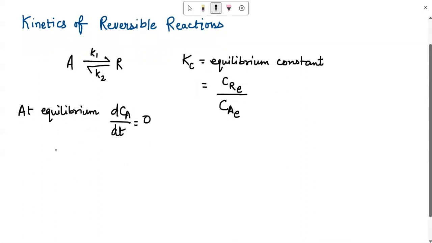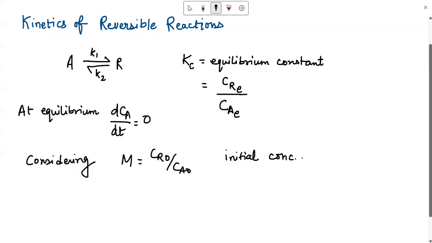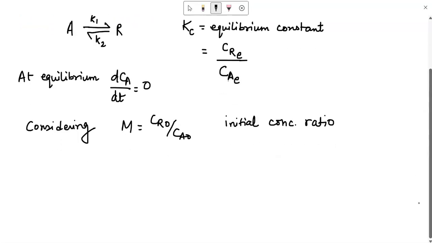First, considering the concentration ratio M, that is CR0 by CA0. This is the initial concentration ratio, in which the reactant as well as the product are present. Then we can write that dCR/dt equals minus dCA/dt.